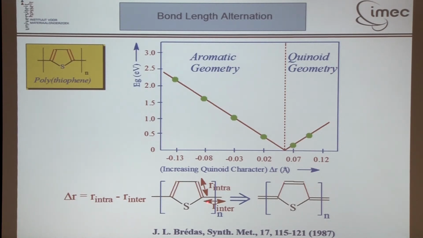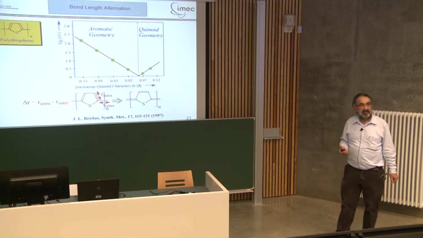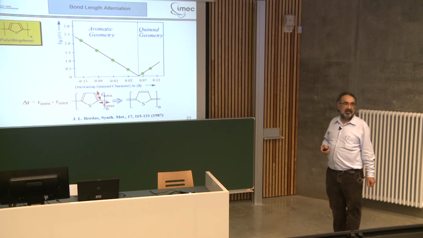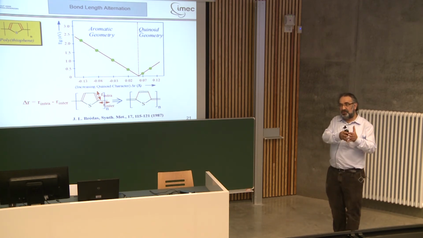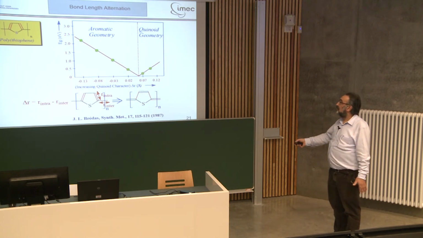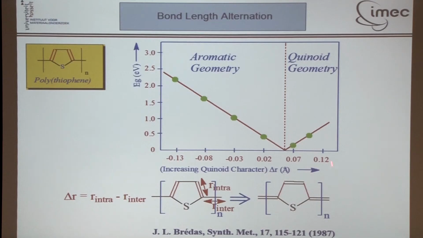If this is a short bond and this is a longer bond, and I make this difference, it will be a negative value. If I take the quinoid geometry, then this one is long and this one is short, and I will get a positive value. So with a very simple parameter, you can easily plot in such a figure. You can follow the change in geometry from one to the other. Here you have a strongly aromatic structure, here you have a strongly quinoid structure. What's clear is that as the difference between these two bond lengths goes down, also the band gap goes down.